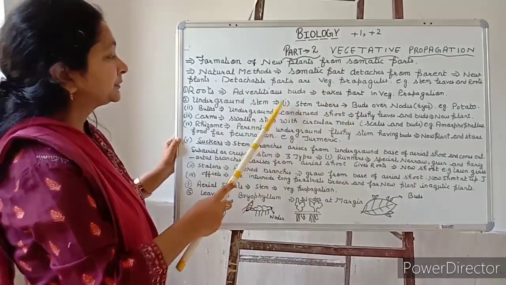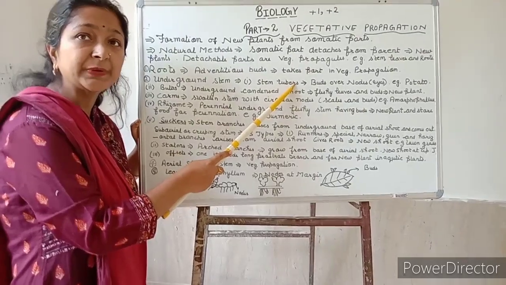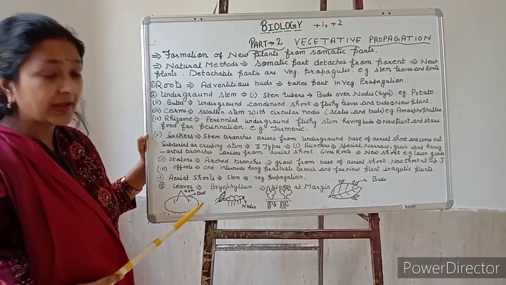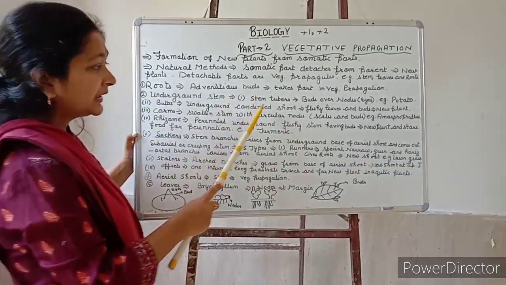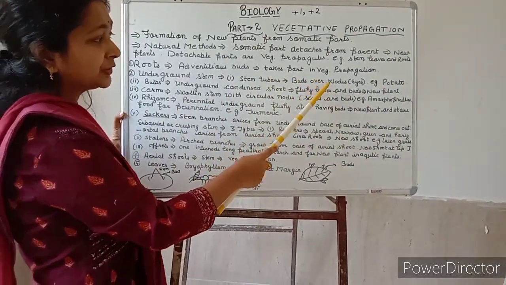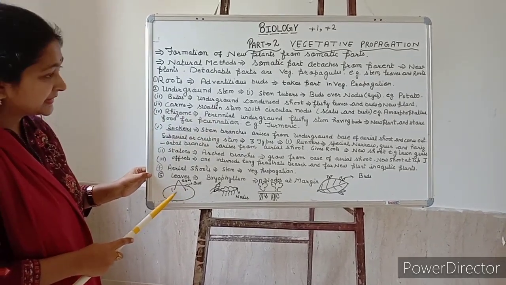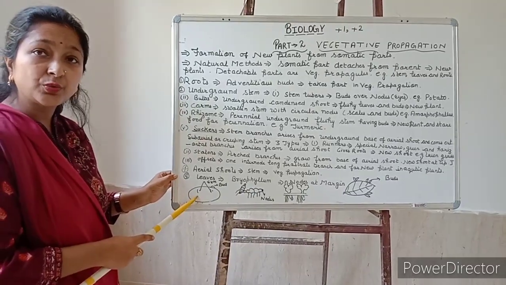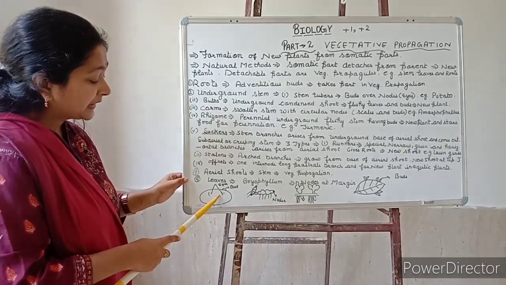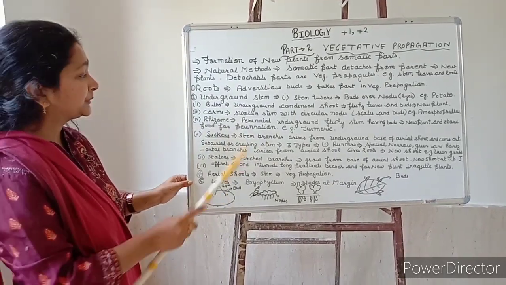First is stem tubers. You all have seen the stem tubers of potato. Potato is the example of tubers. In tubers, buds are present over the nodes. These nodes are eyes, and buds are present on these nodes. And these buds, when sown or placed in the soil, will form new plants. So this is the stem tuber.